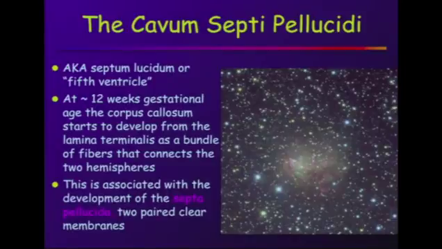In the past, it's been called the septum lucidum or the 5th ventricle. That's kind of a bad term because it doesn't communicate directly with the CSF. But embryologically, it's important because around 12 weeks gestational age, the corpus callosum starts to develop from the lamina terminalis as a bundle of fibers that connects the 2 hemispheres. Remember that a commissure is the connection between the 2 hemispheres, and depending how you count it, there are 6 or 7, but by far and away the biggest is the corpus callosum. The development of the corpus callosal commissure is intimately associated with the development of the septa pellucida, the 2 paired clear membranes. And why that's important we'll talk about in a little bit.